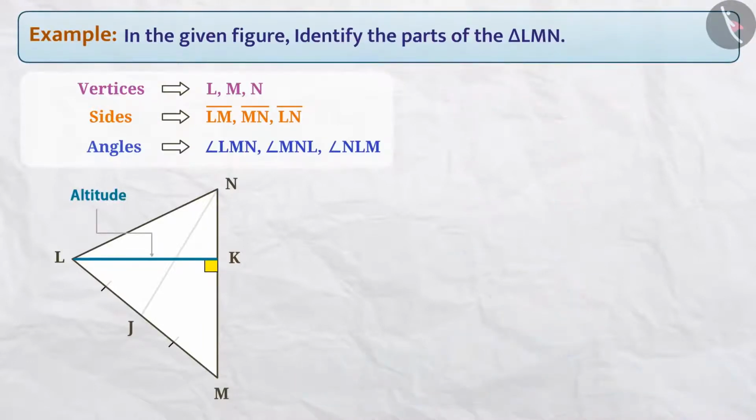Similarly, we can see that the line segment NJ intersects the side LM at point J. If we look at line segment LJ and line segment JM, both are marked with the same symbol. Can you tell me what they mean? Think about it. Absolutely correct. Here these signs tell us that the length of line segment LJ is equal to the length of line segment JM. That is, the point J is the midpoint of the side LM.